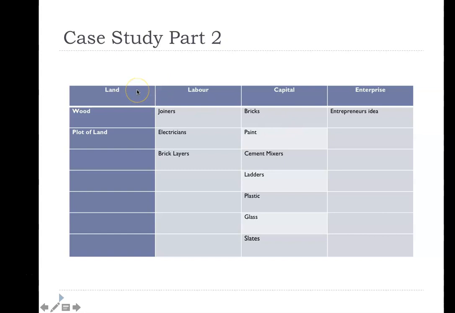So for land we had the wood and plot of land. For labour it was joiners, electricians and bricklayers. For capital it was bricks, paint, cement mixers, ladders, plastic, glass and slates. And for enterprise it was just the entrepreneur's idea. So this one was nice and easy to get through.